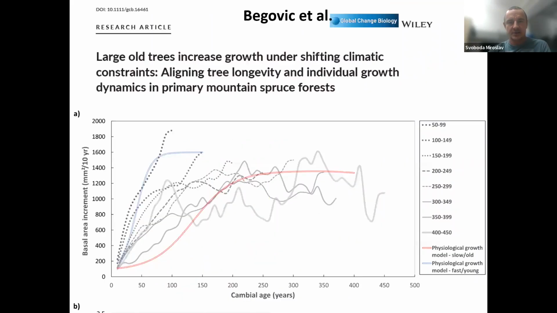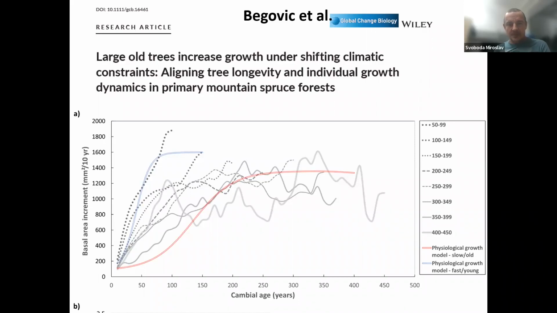And this was also confirmed in this recently published study, which focused only on spruce and which started much earlier than the previous pictures, but the project was delayed. Finally, our colleague managed to publish it, but it took a little bit longer than we thought.